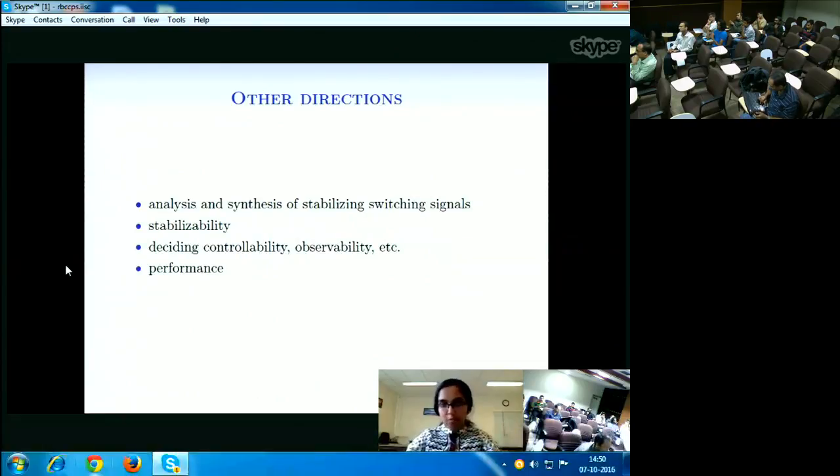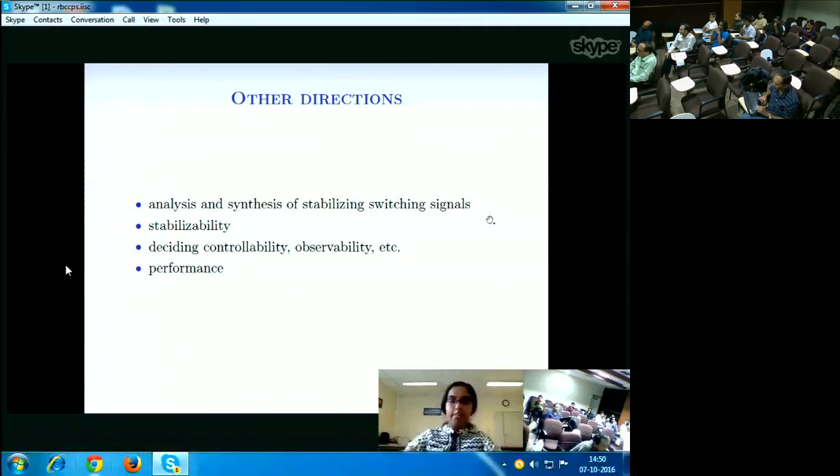Okay, so I wanted to quickly highlight the other directions that I'm working on. The first thing is about analysis and synthesis of stabilizing switching signals. The result that I just described falls under this category. We do it for both continuous and discrete time systems. And in terms of stability, we are interested in other types of stability as well, like input to state stability, input output to state stability, etc. This is what I have in my PhD thesis.